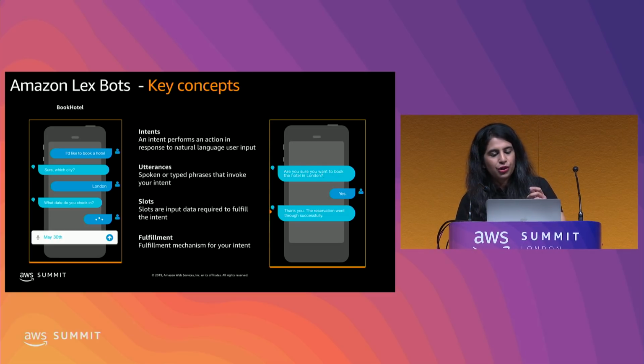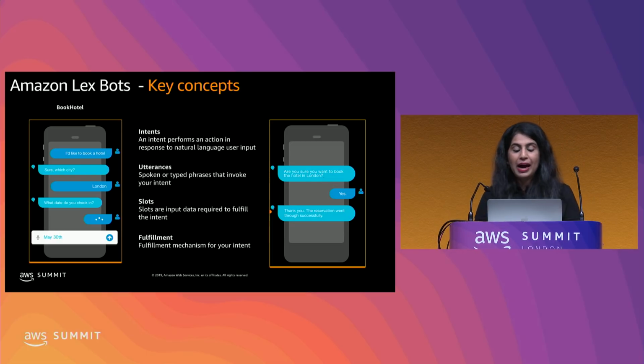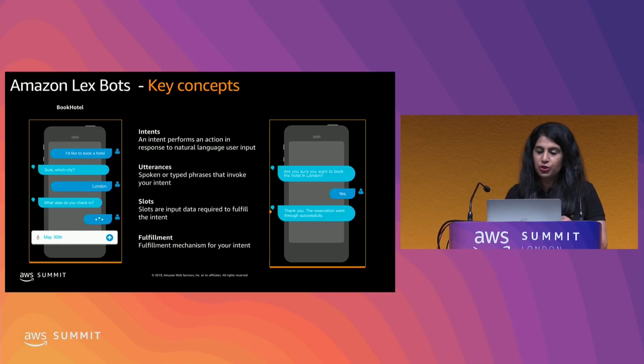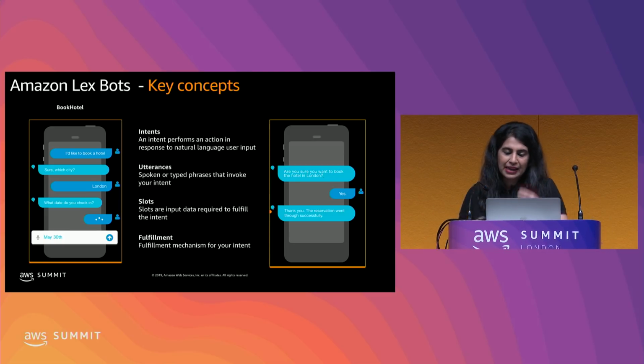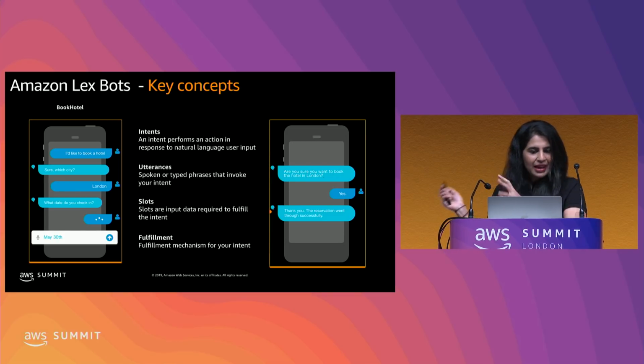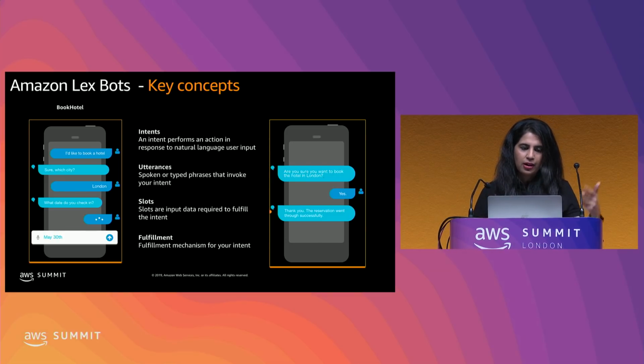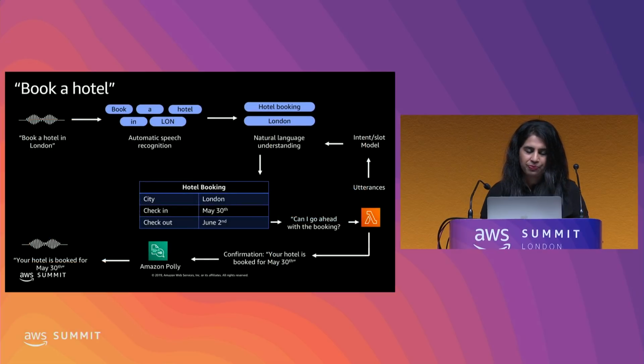Fulfillment is what we want to happen as a result of the interaction, and normally we'd perform some sort of task, like updating a database or triggering a workflow. In this case, it's actually booking a hotel. Let's look at an example to look at each of these in a bit more detail.